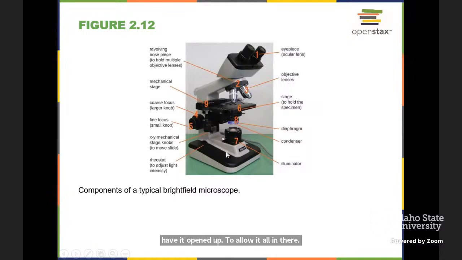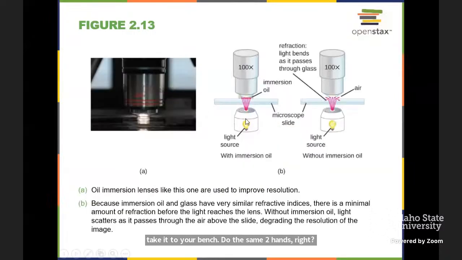And other bits, the TA will go through some details about how to handle them, but down at the back, you can see kind of this neck piece. You're going to grab it back here, hold it by the base, take it to your bench, the same, two hands, as you're carrying those guys.